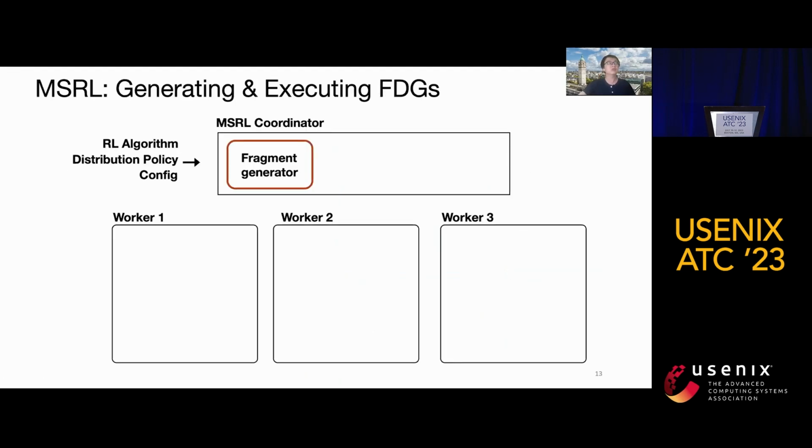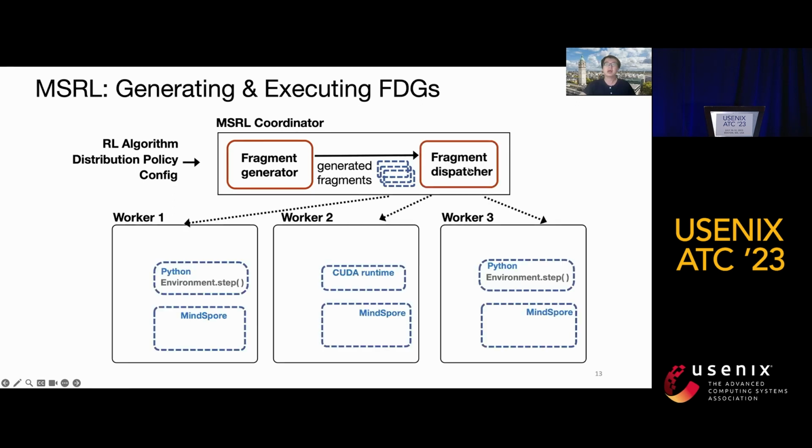Next, let's have a look at MSRL system architecture. Well, first, it contains a coordinator. This coordinator contains a fragment generator. The fragment generator uses the user-provided algorithms and distribution policy and some algorithm configurations to generate the fragments. And then the coordinator uses the fragment dispatcher to dispatch the generated fragments to different workers.